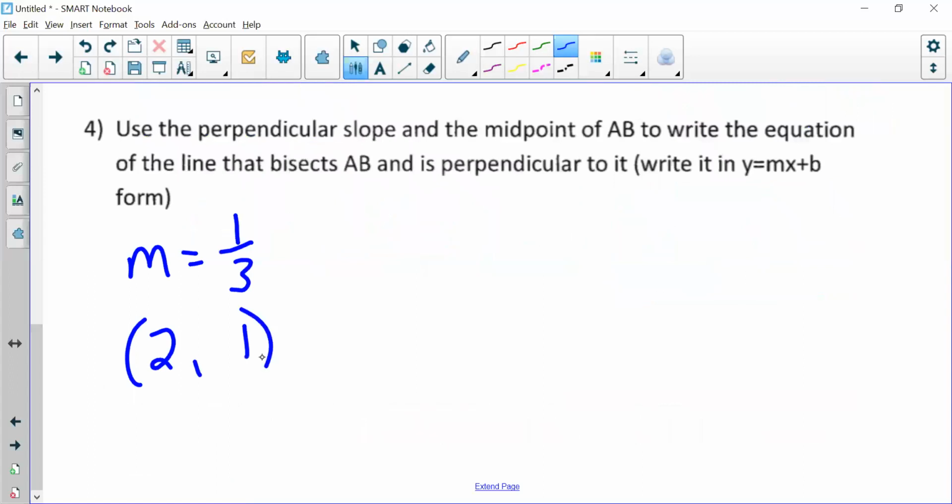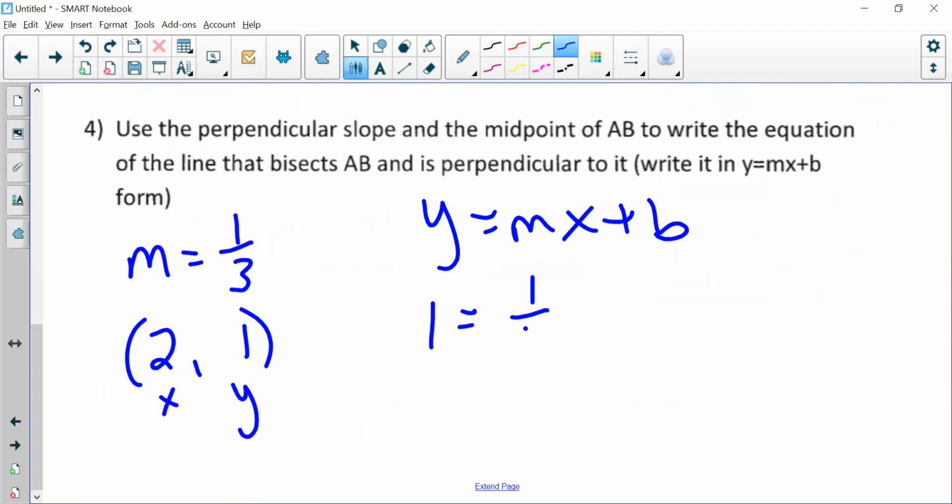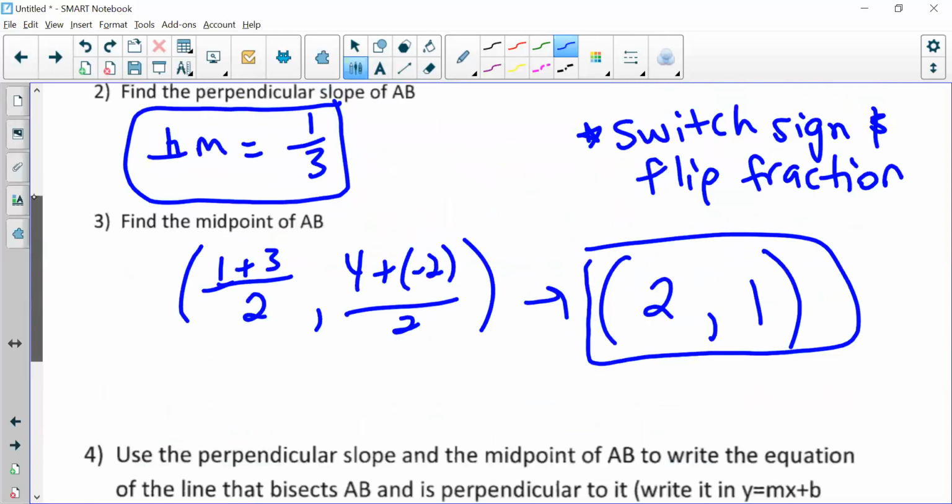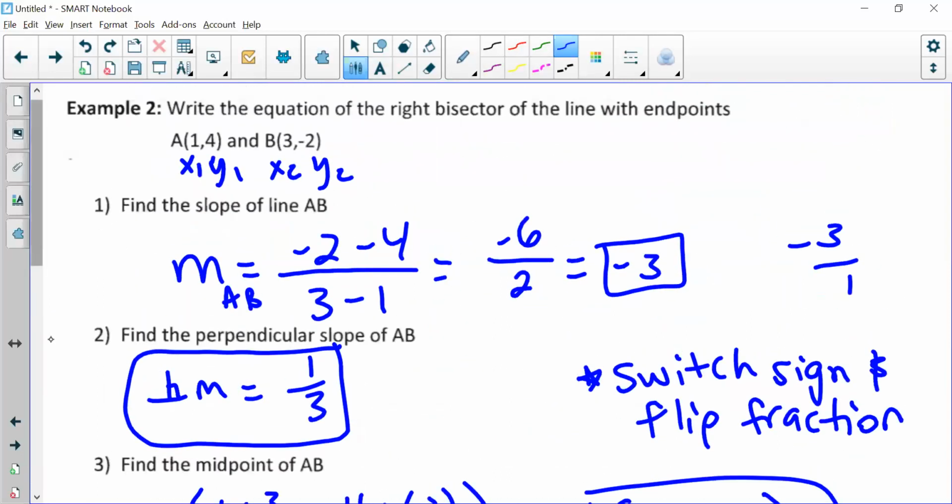Get into the form y equals mx plus b. Very good, Sophia. 1 equals 1/3 times 2. I did copy down all that information, right? I think. Yes, guys? You guys need to check what I'm doing. 2, 1, and slope was, yes, 1/3. Okay.